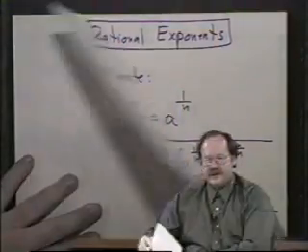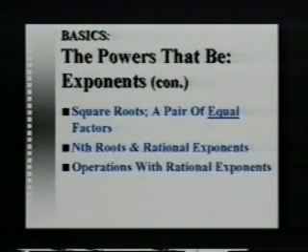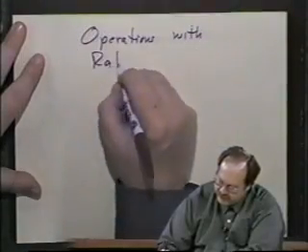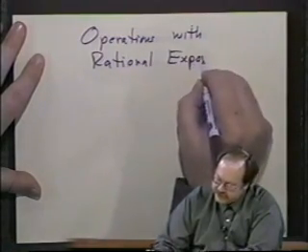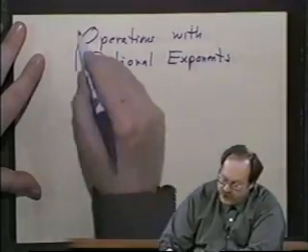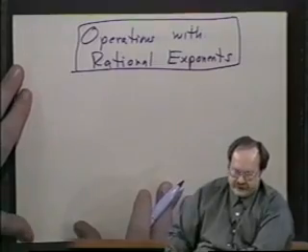Let's go back to the list and see what's next. We've looked at square roots, we've looked at nth roots and rational exponents. Now finally, let's look at operations with rational exponents. We did this before with integer exponents, and so a lot of this will be similar. The only difference is, instead of integers, we're now dealing with rational numbers. But the same kind of rules hold, thank goodness.